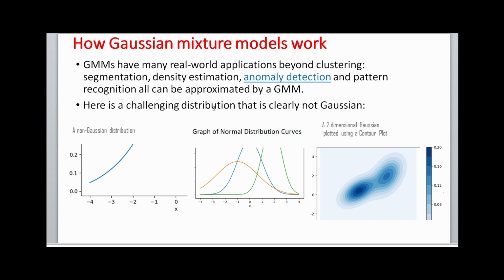Here is a challenging distribution that is clearly not Gaussian. So a non-Gaussian distribution. Normal distribution curves are here. So a two-dimensional Gaussian plotted using a contour plot.